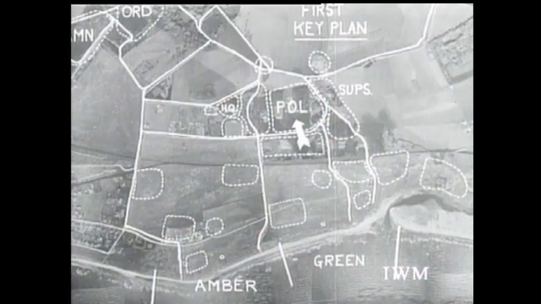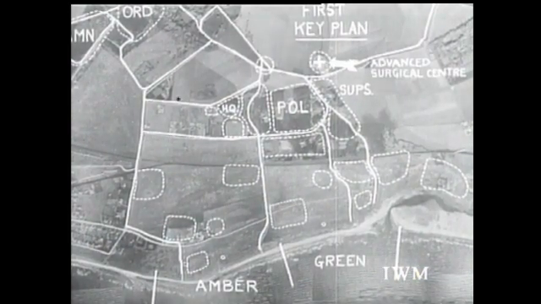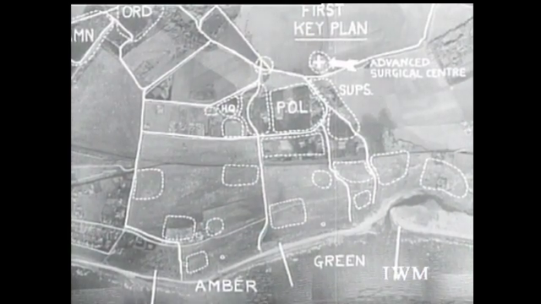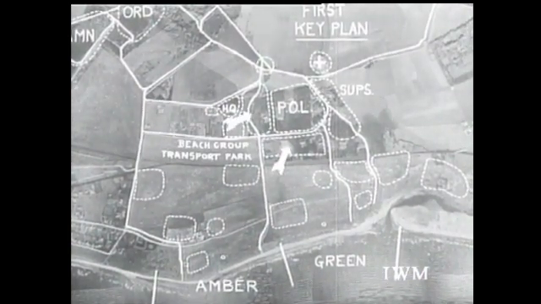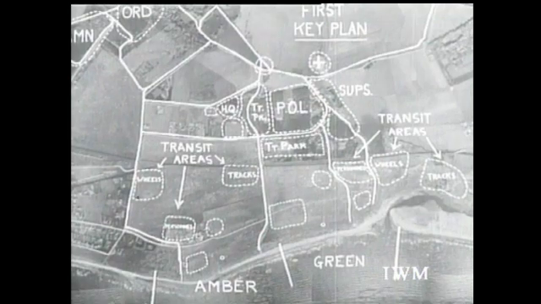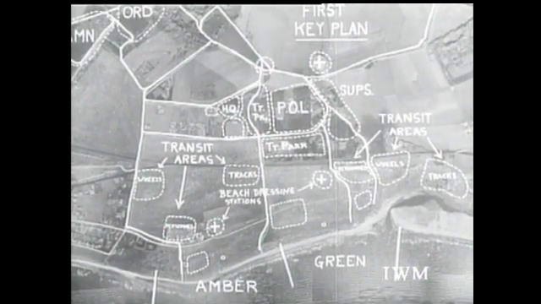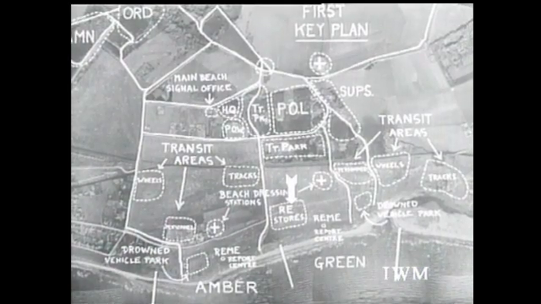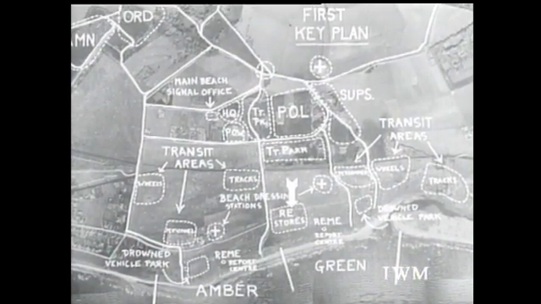An advanced surgical center deals with all major casualties in the early stages. After unloading at the dumps, empty lorries return to the beach group transport park before being called back to the beach to be reloaded. The sites of all beach installations, and especially the transit areas, are visited and checked with the first key plan. The RE stores dump must be close to the beach because most of the stores will be heavy and needed on or near the beach.